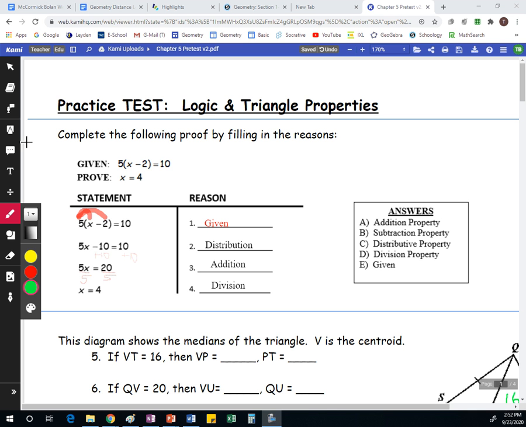Okay, this is a walkthrough for the practice test on triangle properties and logic. So the first part here, we have this proof. Always with the proof, the first thing that we're told is the given information.